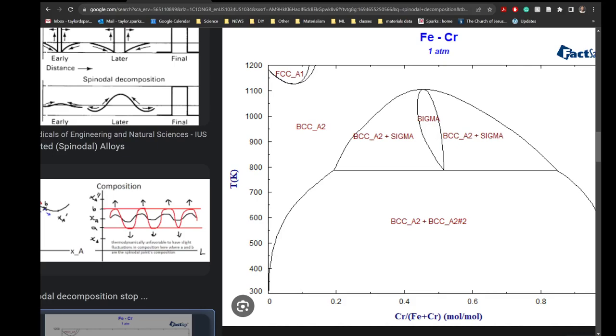It's always telling you on the left and right what it's made of. Again, on the left, it's BCC, A2, whatever that is. Here, it's a sigma phase. In the middle, it's whatever those two left and right things are. Over here, same thing.